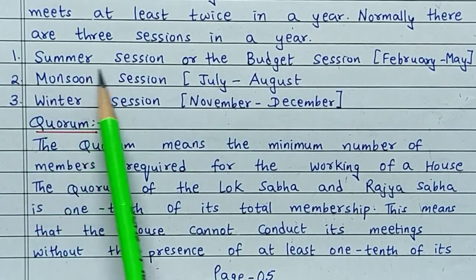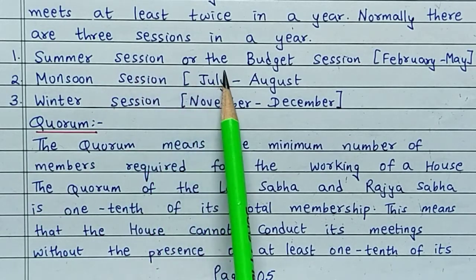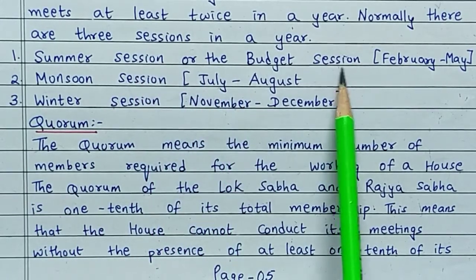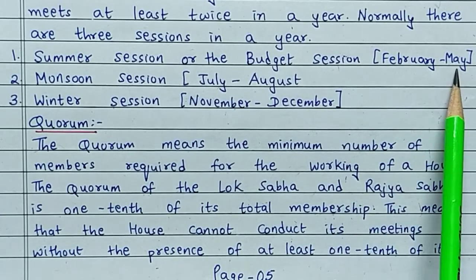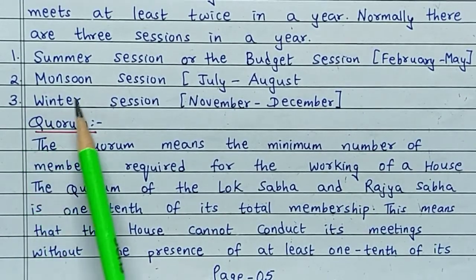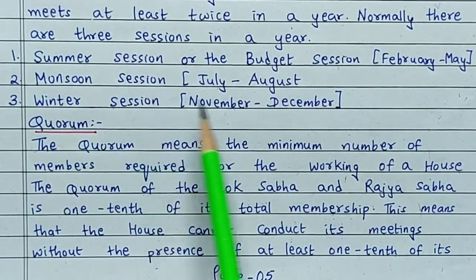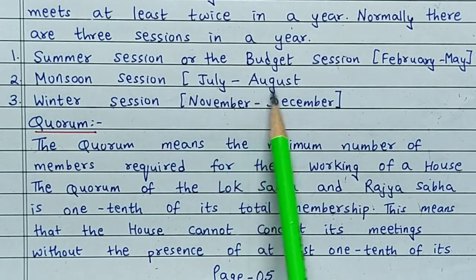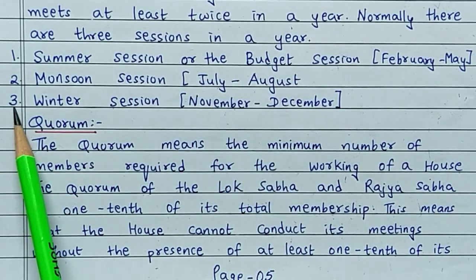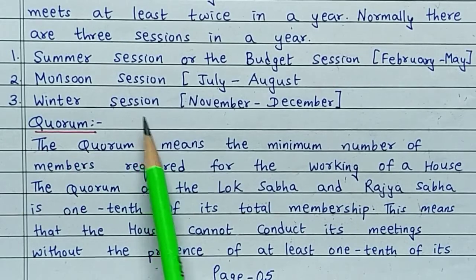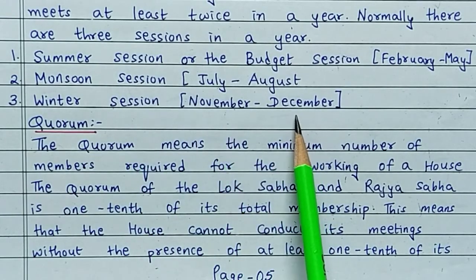Number 1, summer session or the budget session, February to May. Second, monsoon session, July to August. Third, winter session, November to December.